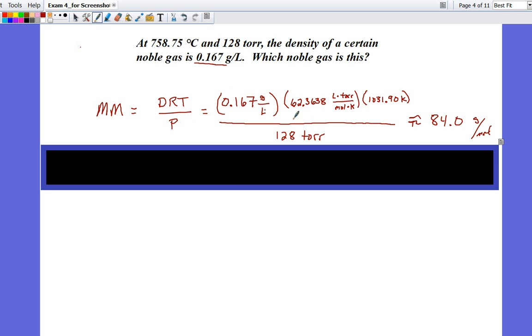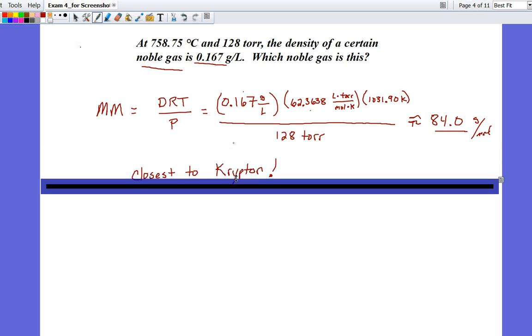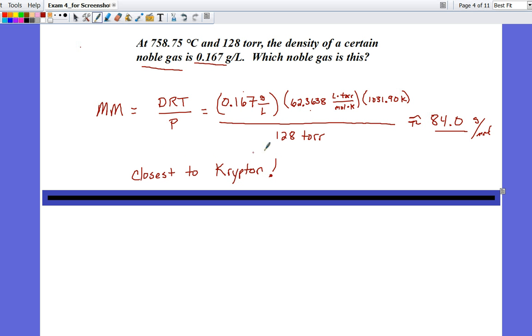So you substitute these things into the problem. This is the density from the problem. This is the R value from my reference material, gas constant R values. And then this is my temperature converted from Celsius to Kelvin. And then I can use the pressure in torr. And I came up with around 84.0 grams per mole. And since I know it's supposed to be a noble gas, it looks like it's closest to krypton on the periodic table. So I would go with krypton on that one.